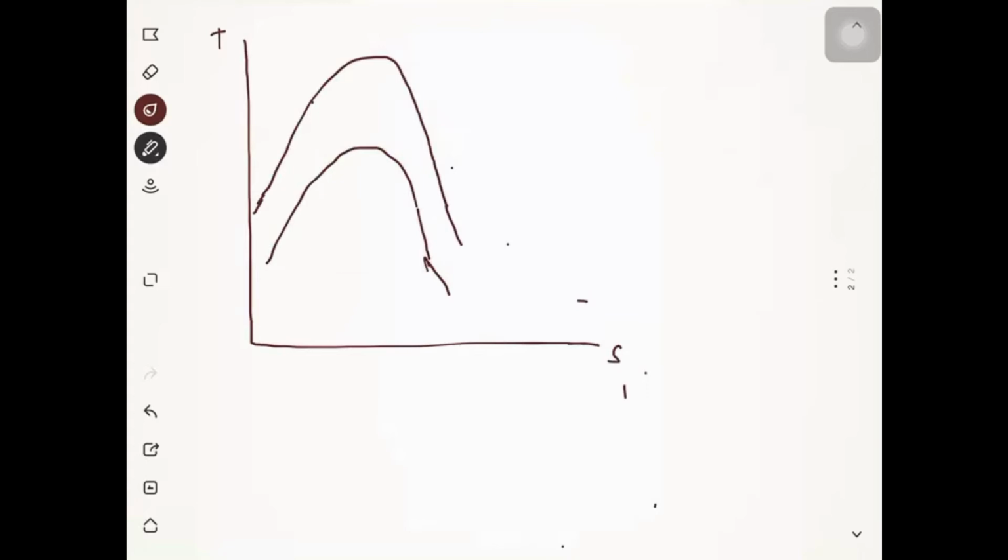So this is our point 1 here, and this is our point 2. This is our point 3. We consider that as a single stage cycle. We also assume that it is isentropic. So the entropy at point 3 and point 4 is the same, or is constant. So that is point 4.